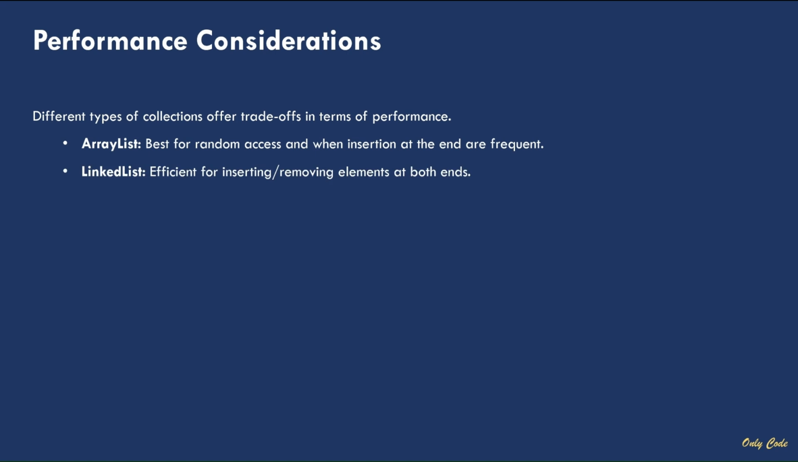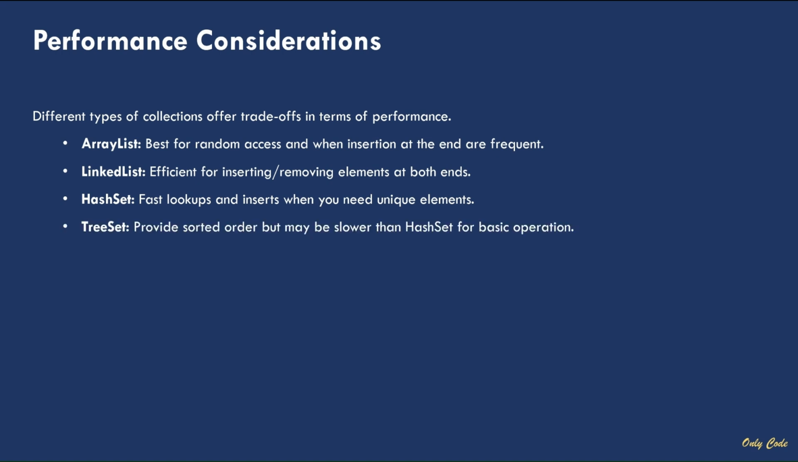LinkedList is better suited for cases where you need to frequently insert or remove elements at the beginning or end of the list, as it does not require shifting elements like ArrayList does. However, random access is slower compared to ArrayList. HashSet is ideal when you need to store unique elements and want fast lookup and insertion times, typically constant for both. However, it does not maintain order.